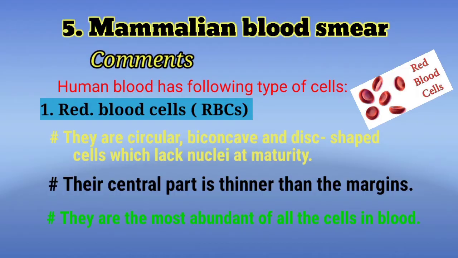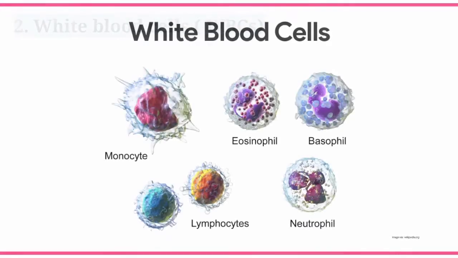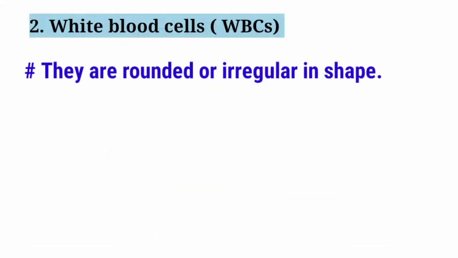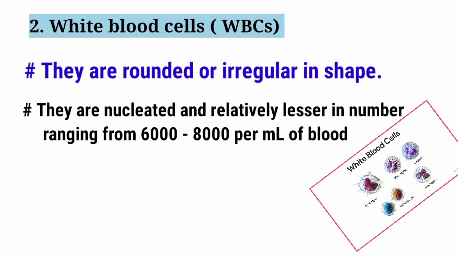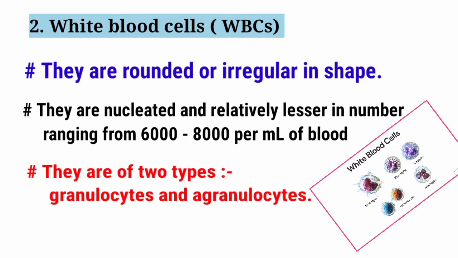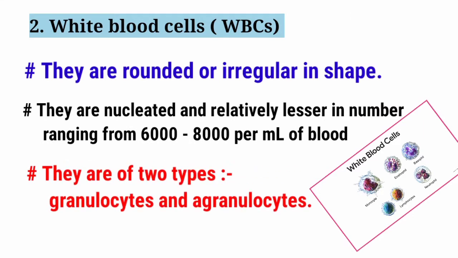This is all about RBC. Now next is about the WBC, that is leukocyte. Now WBCs are rounded or irregular in shape. They are nucleated, and they are lesser in number, and they range from 6000 to 8000 per ml of blood.